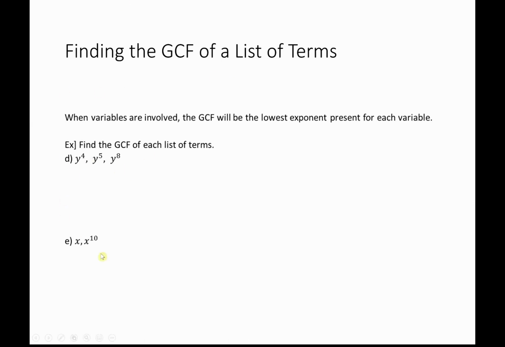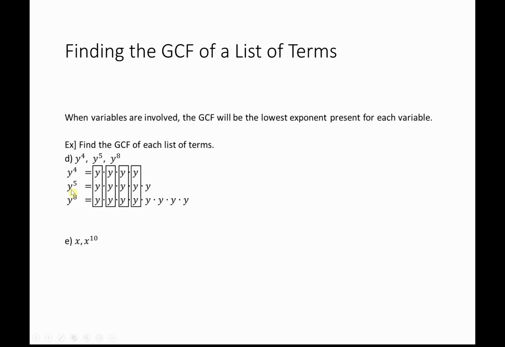We've got lists of terms, and one way you could do it, at least to start the process, is just to expand out each of the individual exponential expressions, right? Like go ahead and write y to the fourth as 4 factors of y, y to the fifth is 5 factors of y, y to the eighth is 8 factors of y. And it's nice if you can line them up like this, like I've done so far here. So you can look, well, how many factors of y does each of these individual terms have? Well, they each have 4, right?